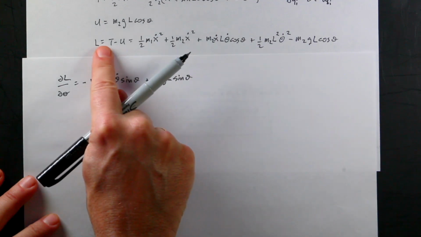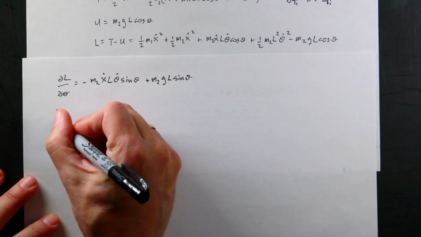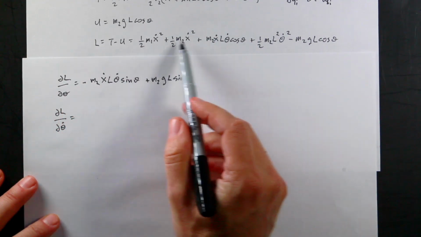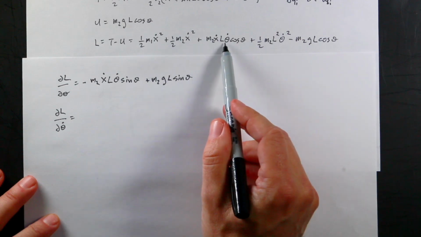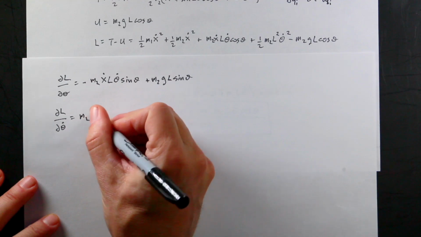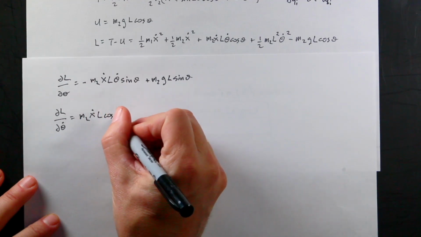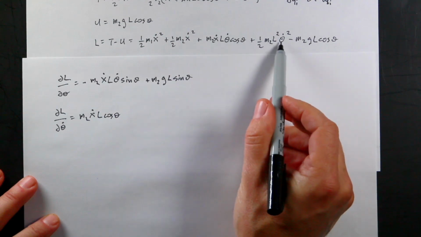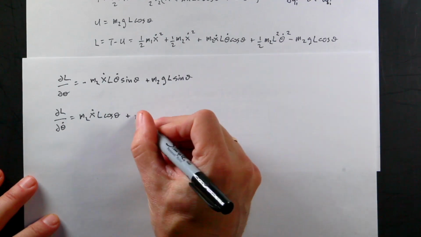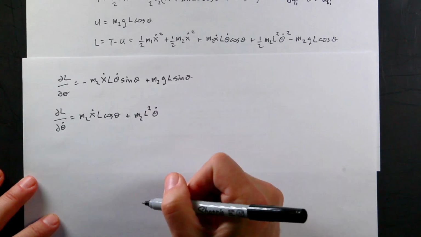Okay, now I can go back up here and take the partial of this with respect to theta dot. Partial of L with respect to theta dot. No theta dot. No theta dot. Here's one. That's pretty easy. It's just one theta dot. So I get m2 x dot L cosine theta. And then here's a theta dot. I get the power rule. So I get plus m2 L squared theta dot.